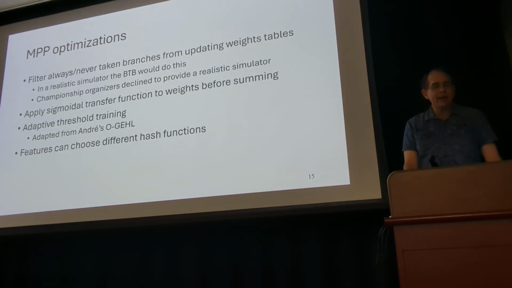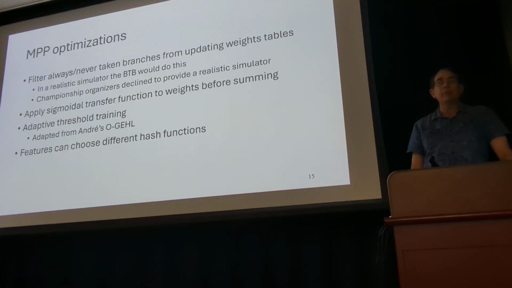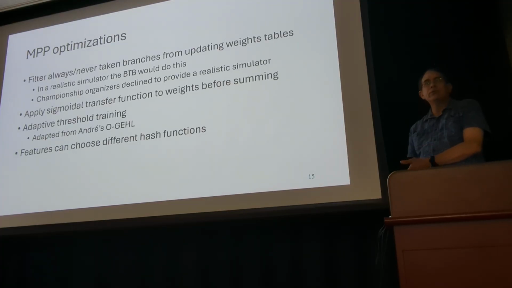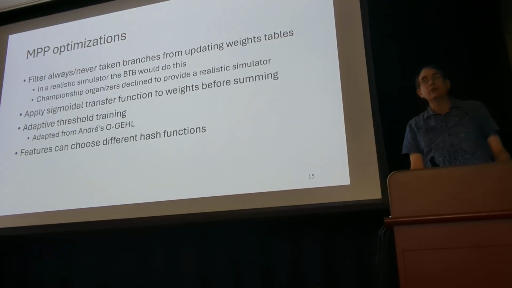Some optimizations, again: filtering always or never taken branches from updating the weights table. If a branch is always taken or never taken, then the only thing it's going to do is pollute the branch prediction tables. So we just say, predict that it's going to do what it's always done. Also apply a sigmoidal transfer function to weights before summing. That turns out to provide a surprising amount of extra accuracy.